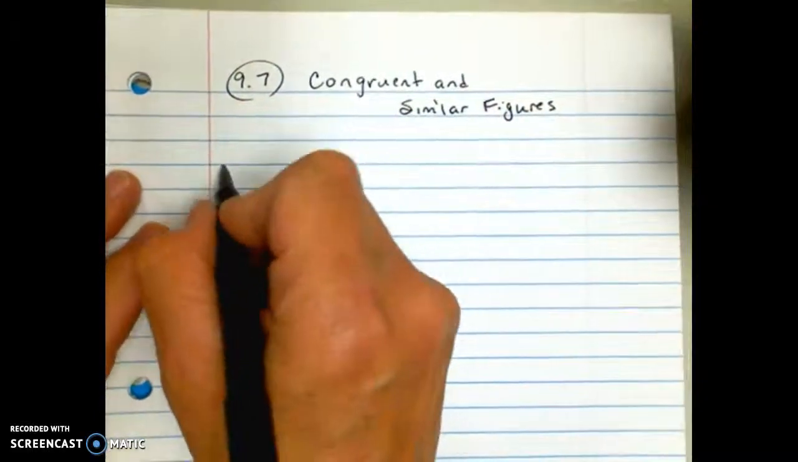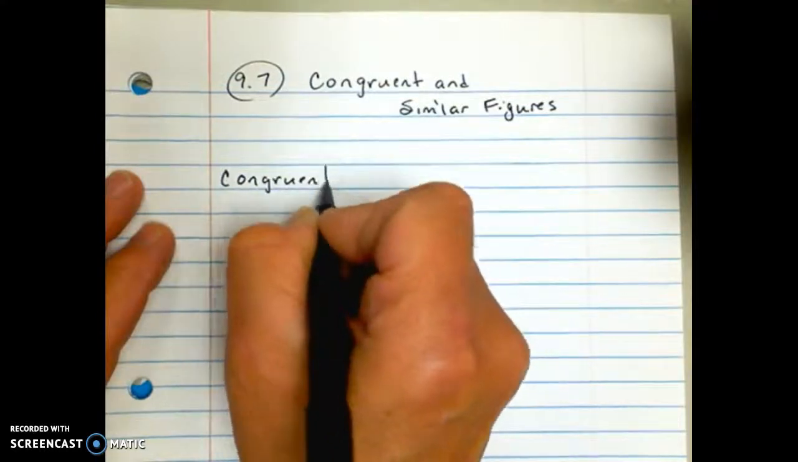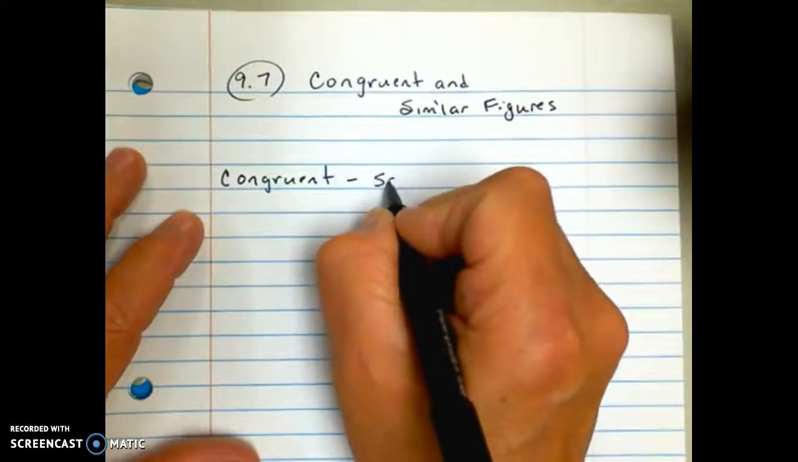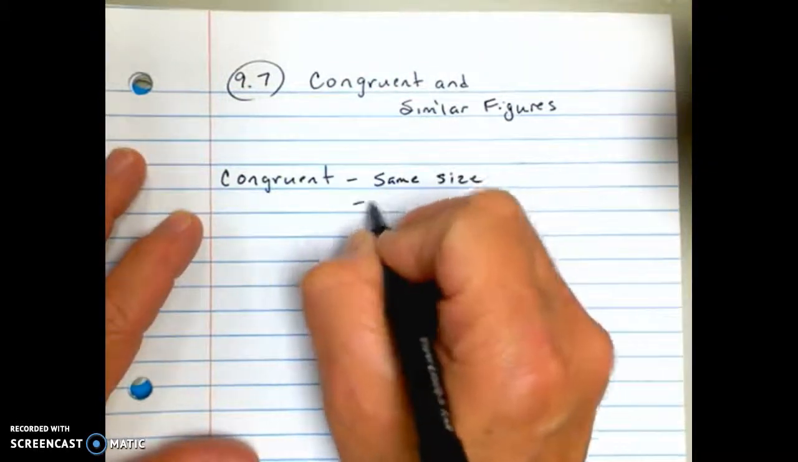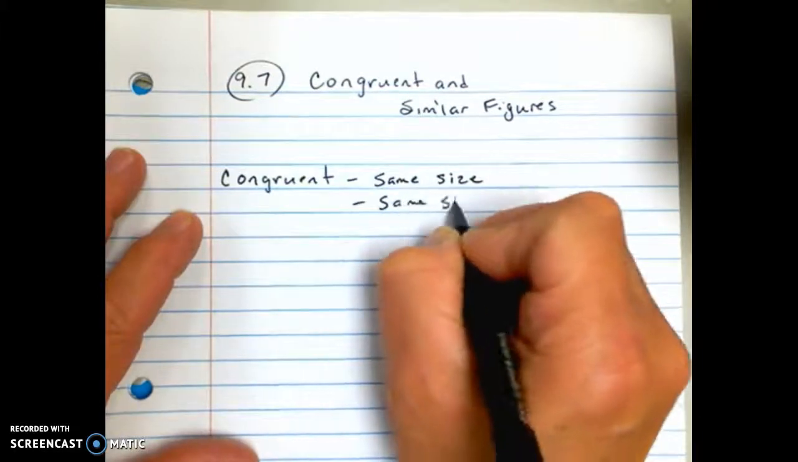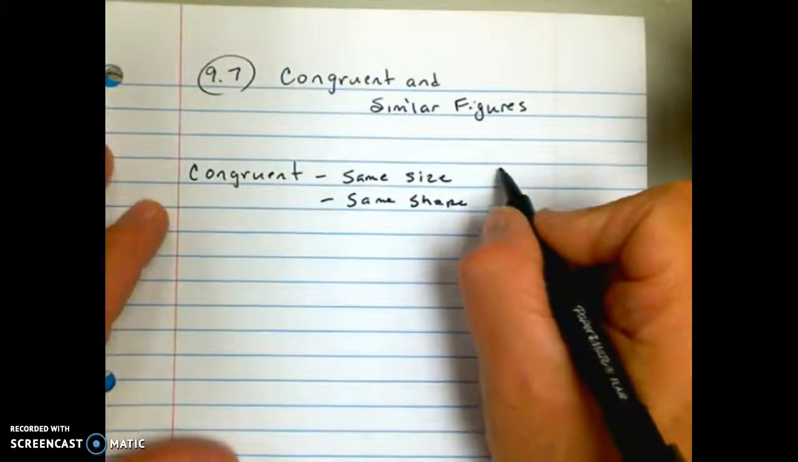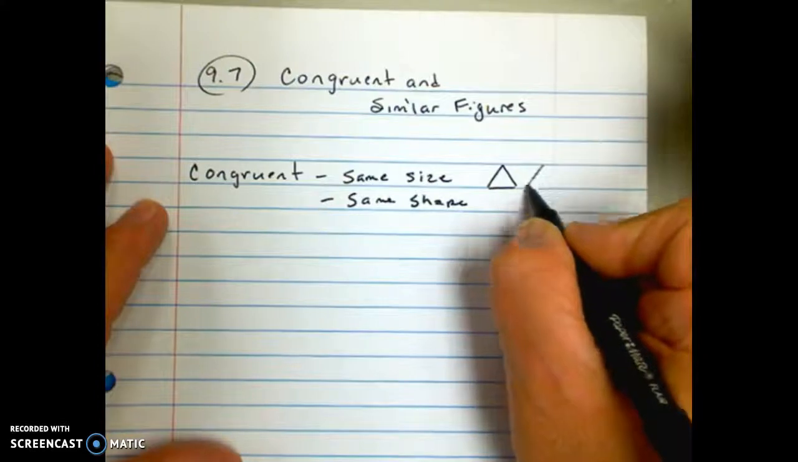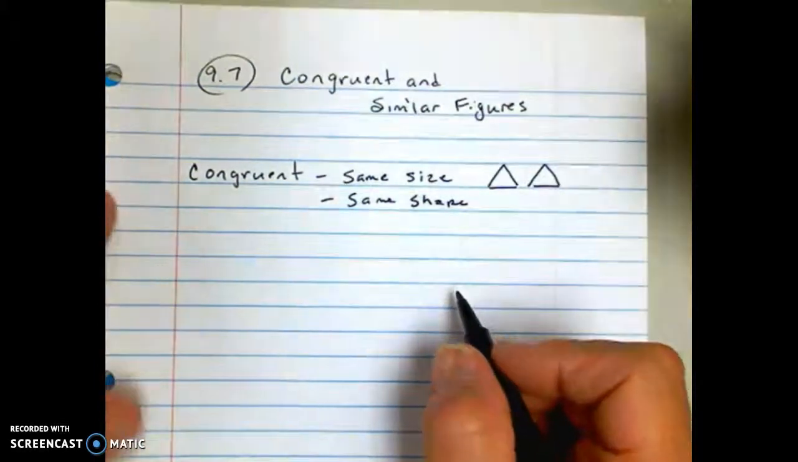Now, congruent means identical or the same. So they have the same two shapes that have the same size and same shape. So for example, if we have two triangles, they are both the same size and the same shape, those are congruent, which means they're exactly the same.